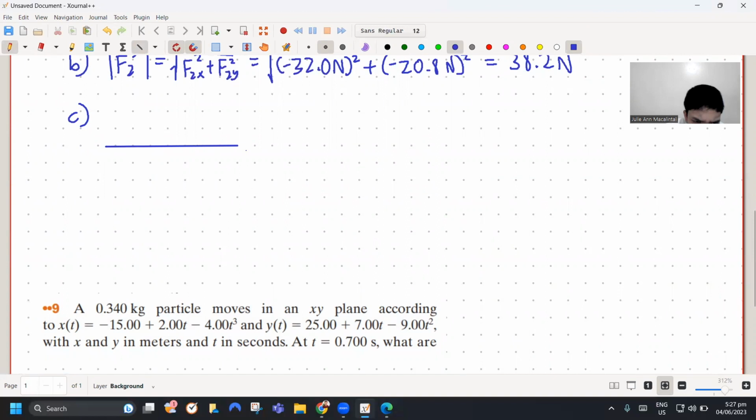So XY plane, tapos nasaan yung vector na yan. So x is negative 32, di ba? Tapos negative 20.8 yung sa y. Okay, hindi ka lang accurate. Ang importante lang, alam mo kung ano yung longer side.